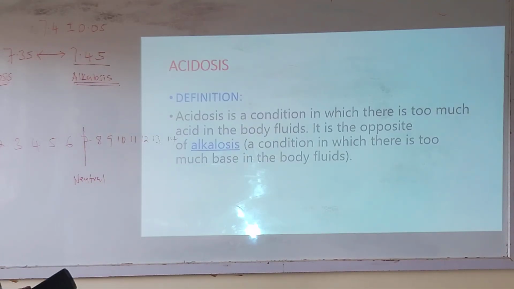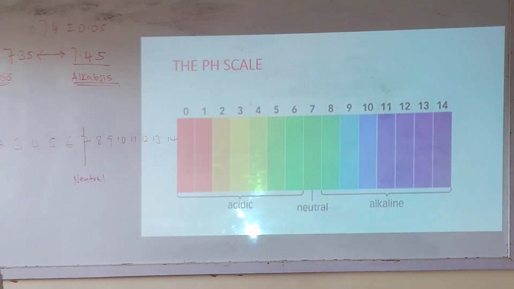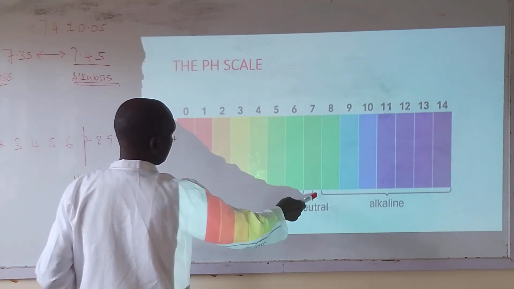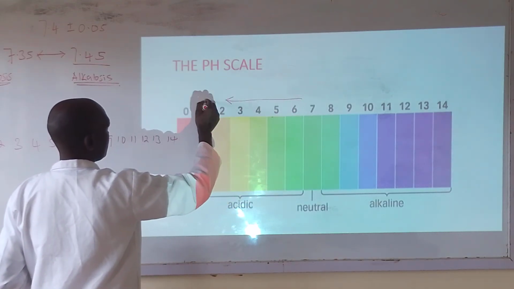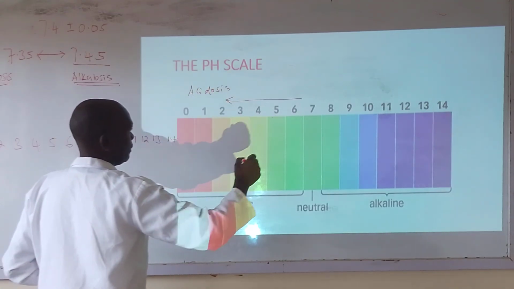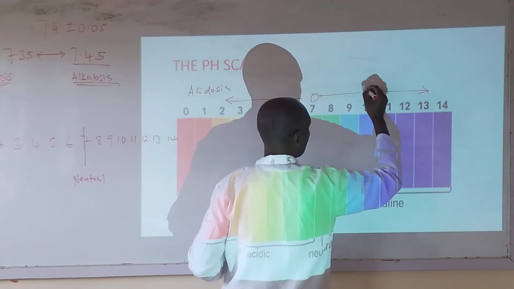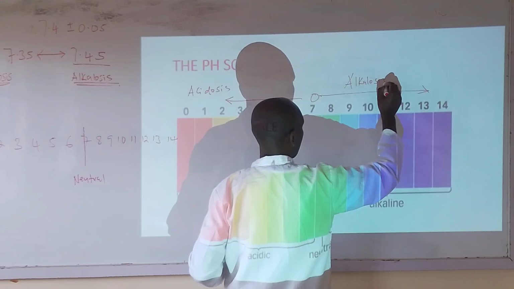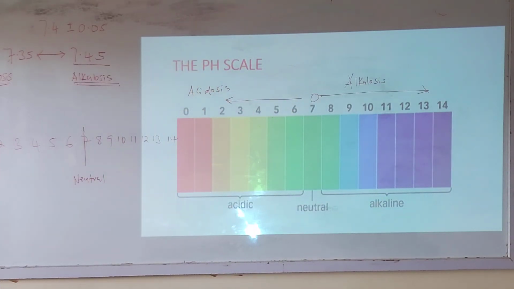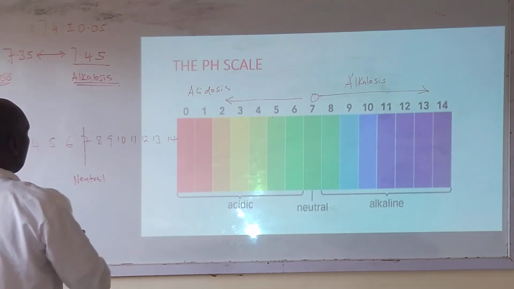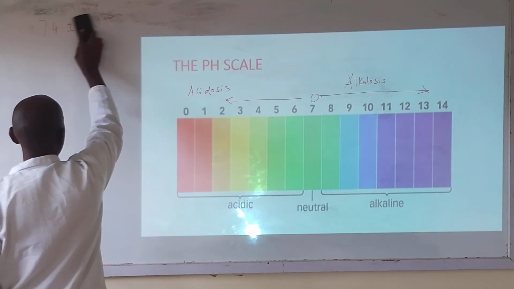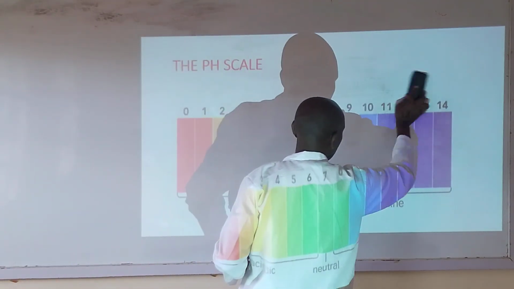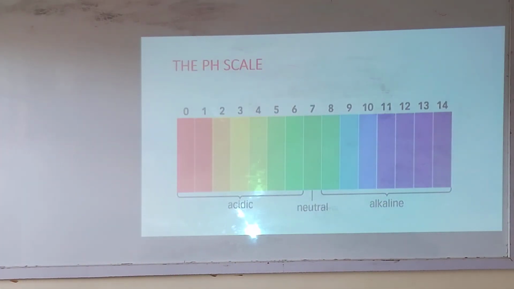So we have seen the pH scale, we have seen the definition of acidosis, and the pH scale is something like this. So the neutral point is actually 7, and from this side you will be moving towards acidosis, while from this point towards this side you will be moving towards alkalosis. So that is a pH scale. Now, let's talk about the types of acidosis, and the possible causes of acidosis, and maybe the management of acidosis.